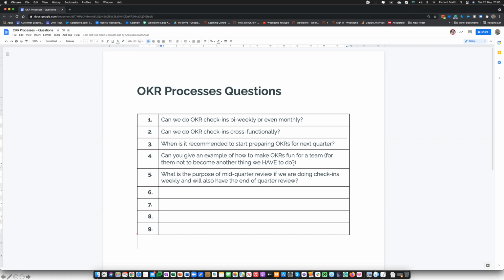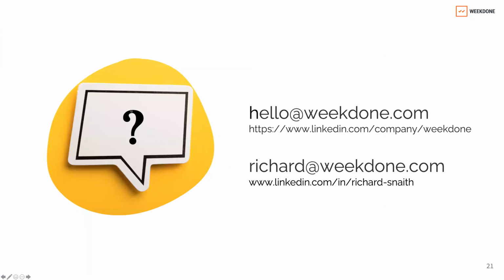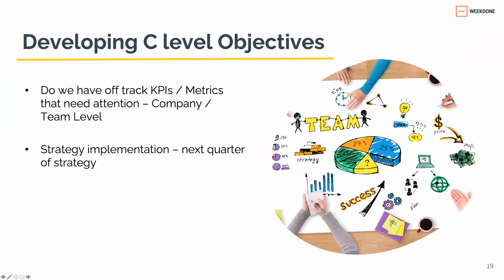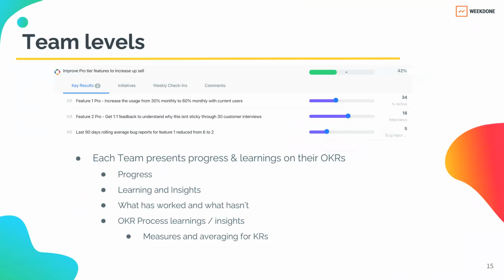Example, how to make OKRs fun for a team. Yeah, and that's a super question. Let me actually just flick back and let's find one of those OKR examples, because I think a lot of it is about what is or how are the OKRs written. I think one of the things that makes OKRs just something we have to do is where the key results are not measurable outcomes. In this example, hey, we want to improve the pro tier features to increase upsell.